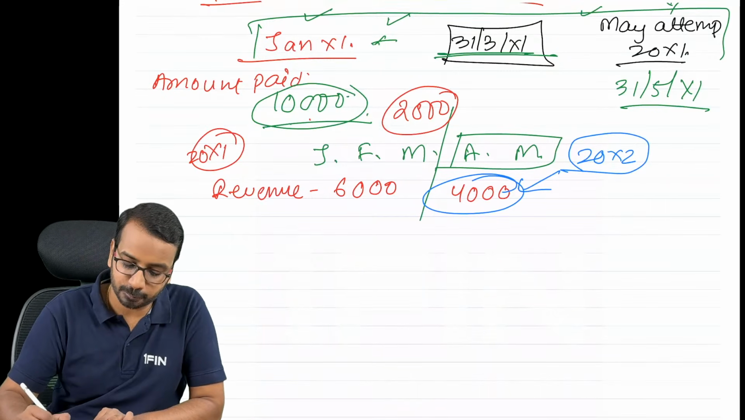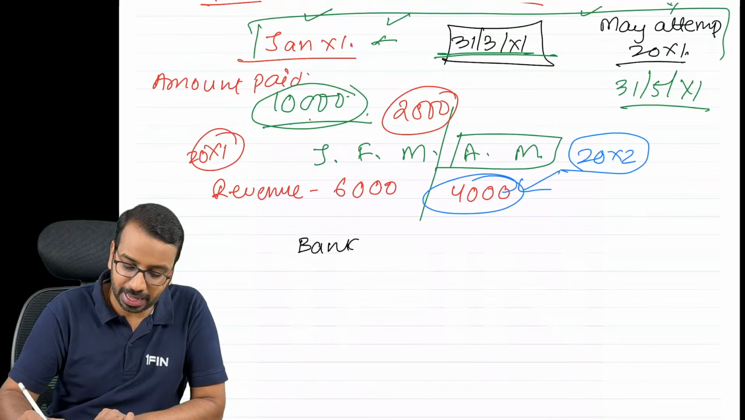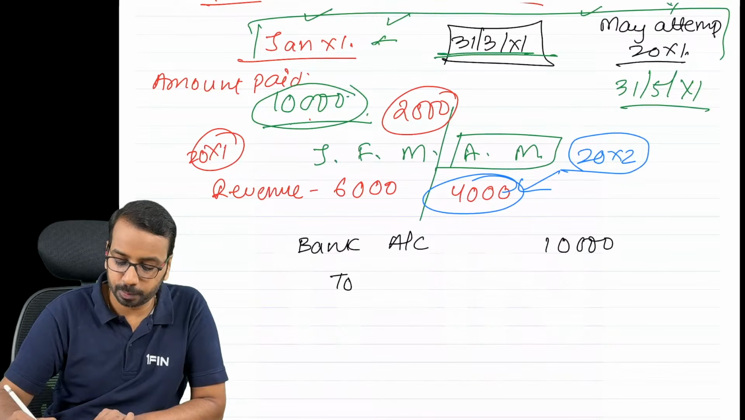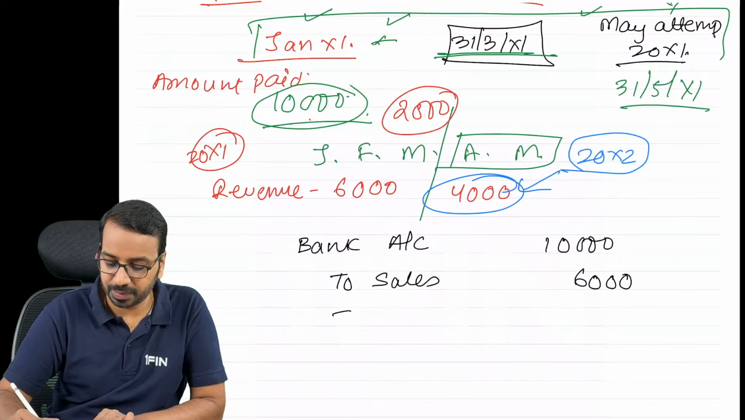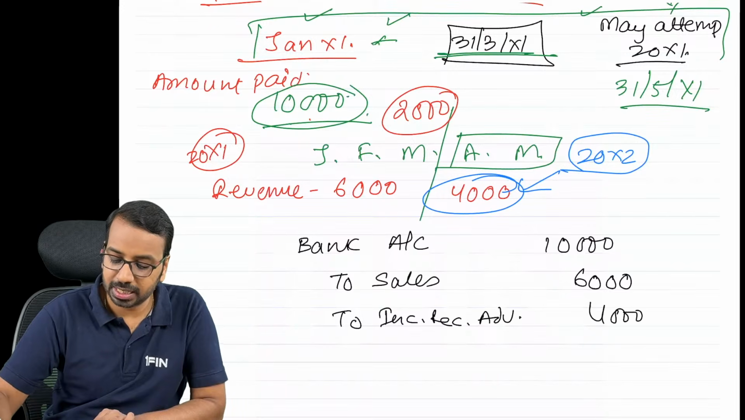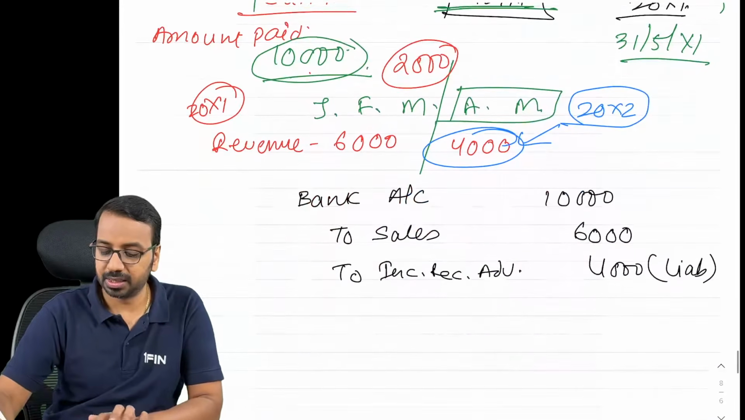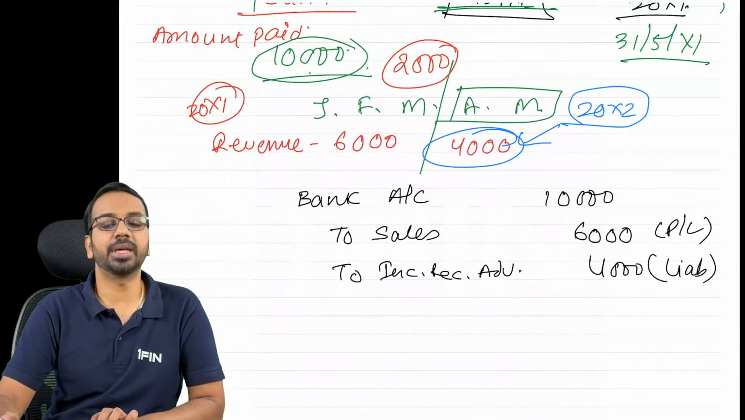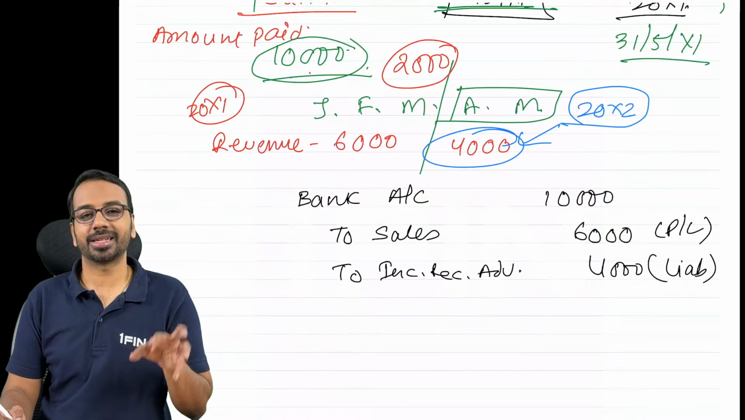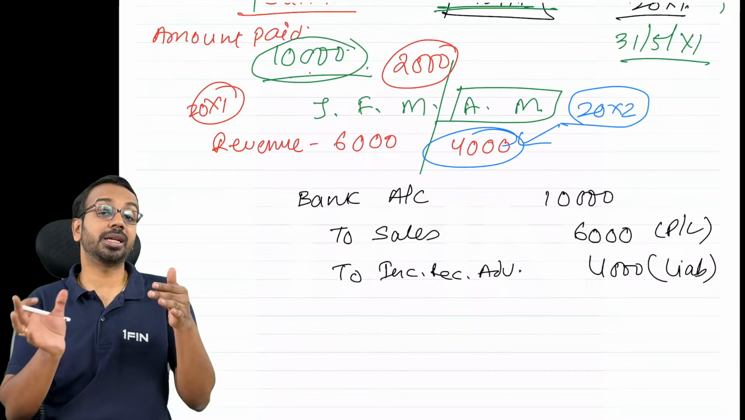Now this income received in advance should not be shown as an income. So what happens is, you get in bank 10,000. Sales, I will show it as only 6,000. Income received in advance, 4,000. This 4,000 is treated as a liability. This will go into the P&L. Such questions are generally not frequently tested at CA Intermediate level, but it is good to know.